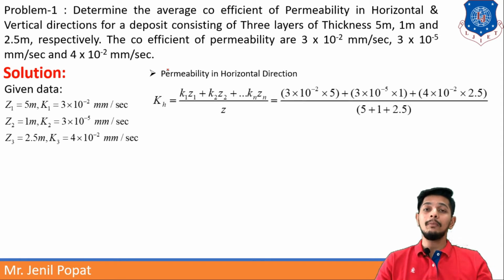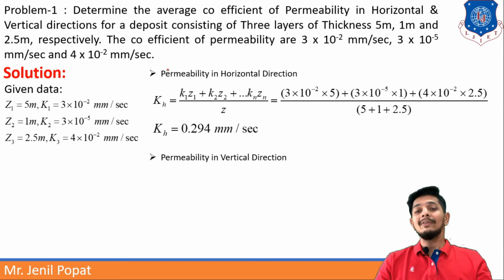Now for calculation of KH and KV we have the formulas, but you have to remember those formulas. So the formula for KH, horizontal permeability, will be K1Z1 plus K2Z2 up to KnZn upon Z, the total depth. Now putting all the values from the given data we can find out KH as 0.294 mm per second.